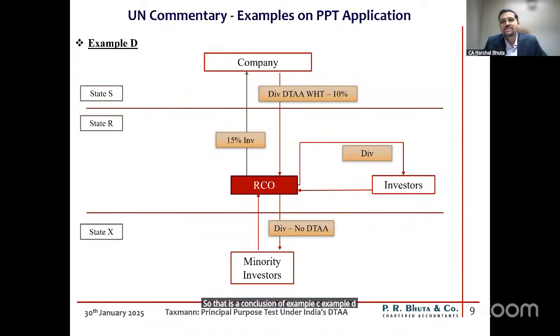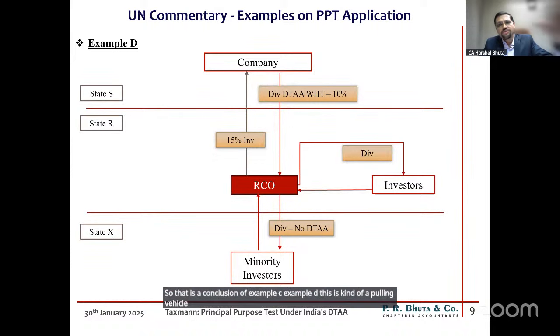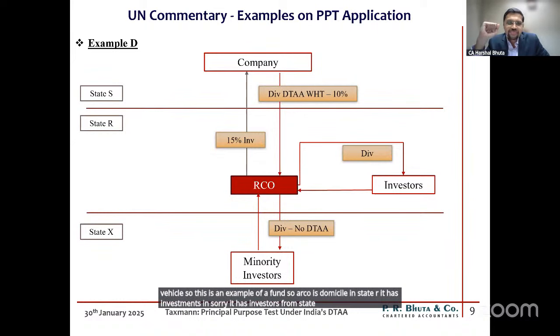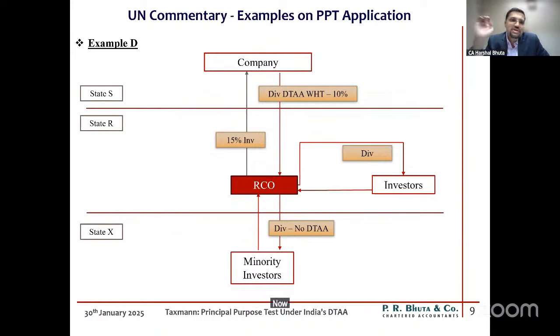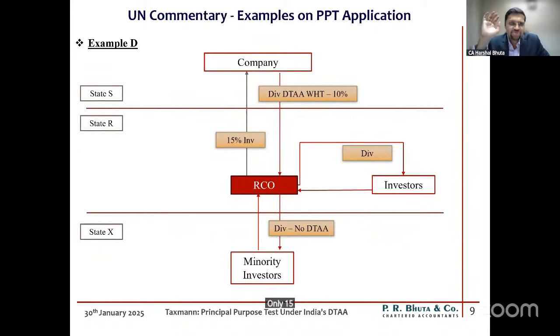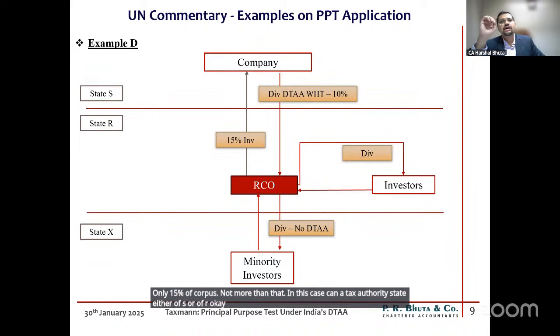Example D. This is kind of a pooling vehicle. So this is an example of a fund. ARCO is domiciled in state R. It has investors from state R and outside state R also. Now, 15% of the investment it is planning to make in state S, where the DTA withholding tax is reduced to 10%. Only 15% of the corpus, not more than that. In this case, can a tax authority, of either S or R, apply the PPT? R will obviously say no, irrespective of the withholding tax reduction, I am going to tax the entire dividends.